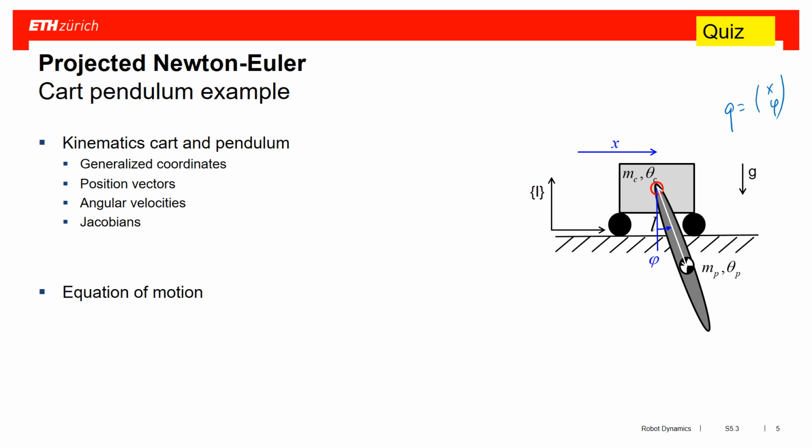Then you have to figure out the position vectors as a function of this q, angular velocities as a function of these generalized velocities, and the Jacobians. And we know how to do all of that. So this is a straightforward procedure that we learned in the kinematic section. And we can just then apply this method and move on to write down the dynamics equations of motion.